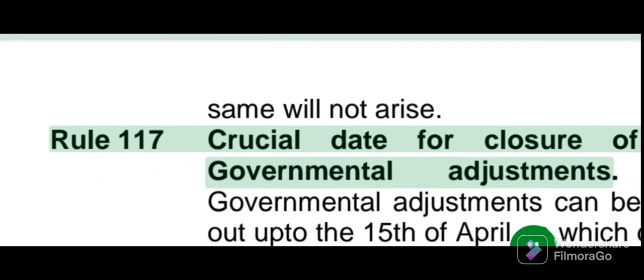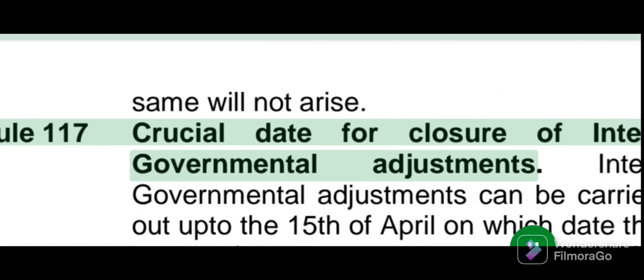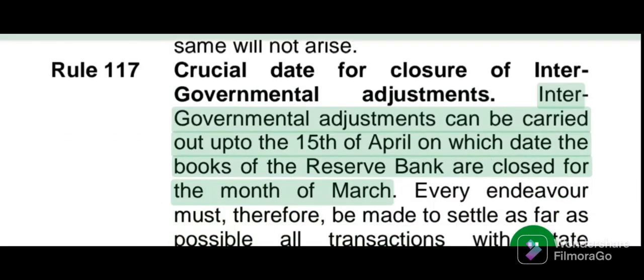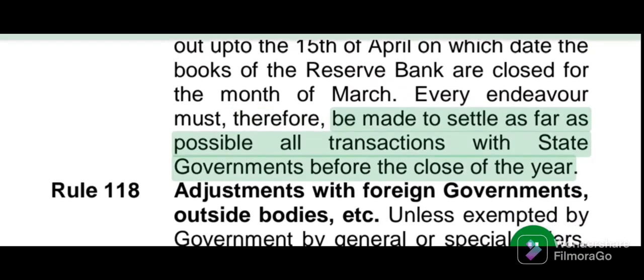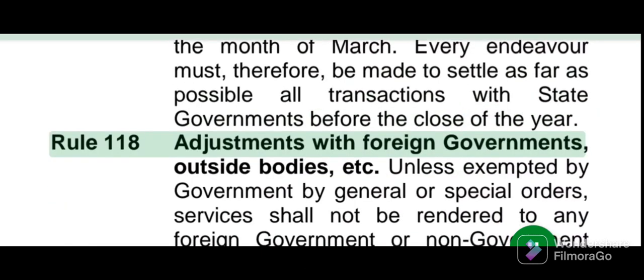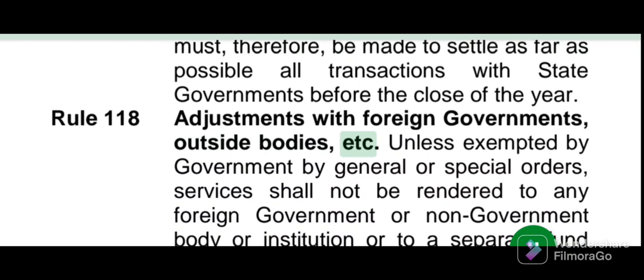Rule 117: Crucial date for closure of intergovernmental adjustments. Intergovernmental adjustments can be carried out up to the 15th of April, on which date the books of the Reserve Bank are closed for the month of March. Every endeavor must, therefore, be made to settle as far as possible all transactions with state governments before the close of the year. Rule 118: Adjustments with foreign governments, outside bodies, etc.